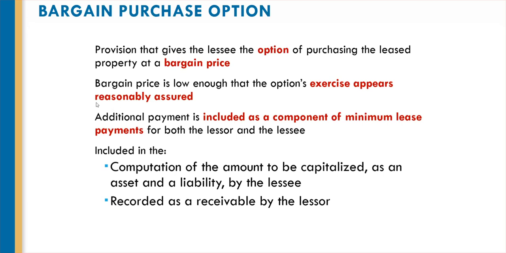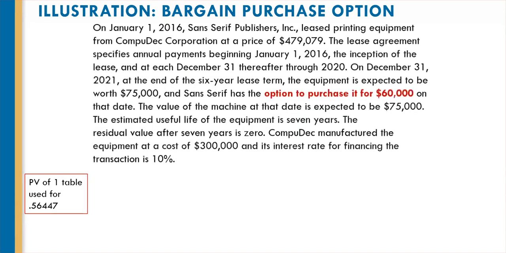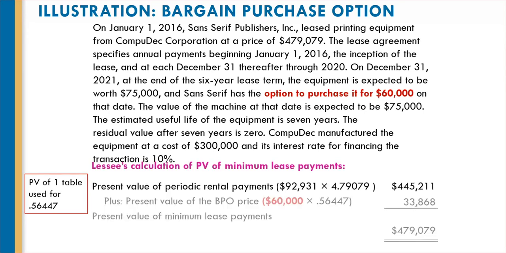Reasonably assured. We like this word reasonably. Reasonably certain. Reasonably assured. Has the option to purchase it at the end. If the option to purchase it comes at the end, it's a PV of 1 from the end. You use a PV of 1 table, figure out how much that is.